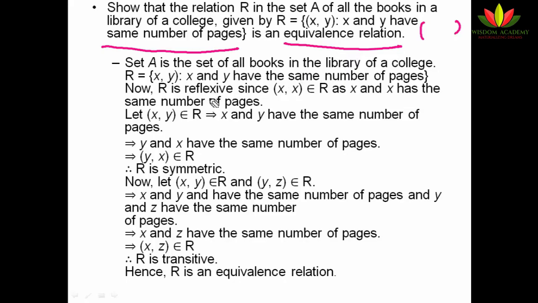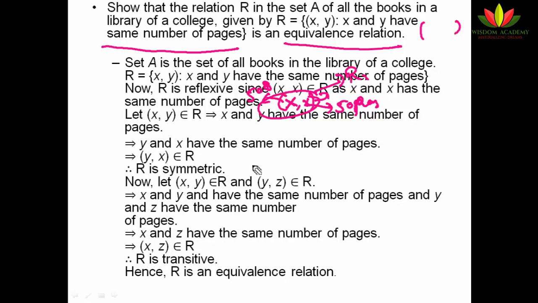The first one is reflexive. According to our statement, if I take the same book, for the same book I will have the same number of pages, right? So it will be an element of the relation. If I take a book named X with a total of 50 pages, and I take another copy of the same book, that also has 50 pages, both have the same number of pages, so I will consider this as a relation.